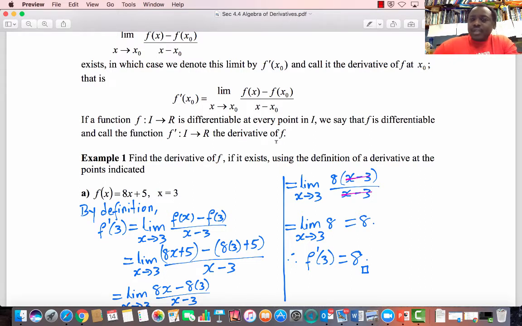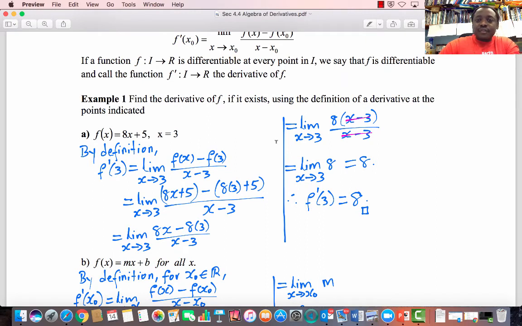We would proceed by looking at a couple of examples before we prove a couple of theorems from section 4.1. Example number 1. Find the derivative of f, if it exists, using the definition of a derivative at the points indicated. Again, if you are asked to find the derivative using the definition or using first principle, it means we want you to find the limit as x approaches x0 of f of x minus f of x0 divided by x minus x0. So example 1, f of x equals 8x plus 5, and our point of interest x0 is 3.